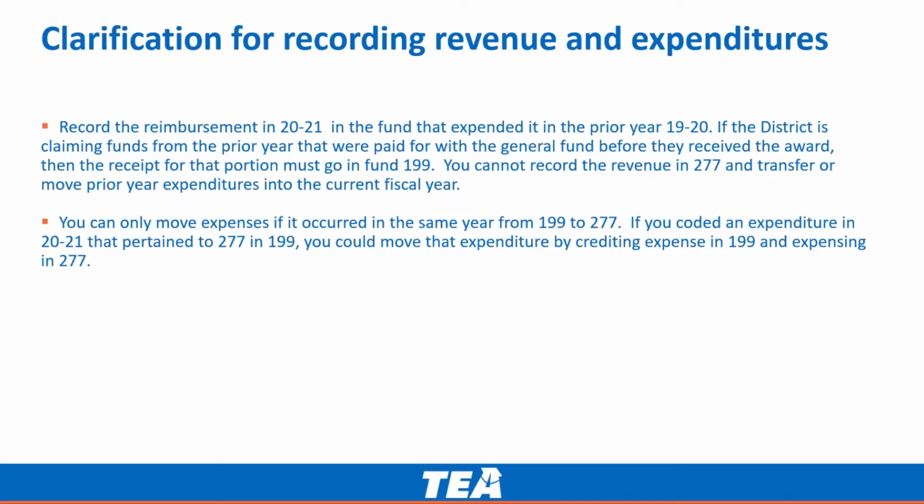And then the bottom bullet point just says that you can only move expenses in the same year. So if you had expenses in 199 for the 2021 year, they could be used for reimbursement from the CRF, then you could move those expenditures into 277 at that point. And then the last part just tells you how you would do that.